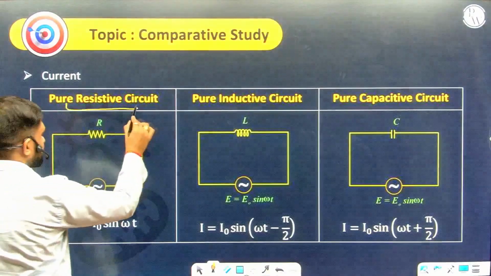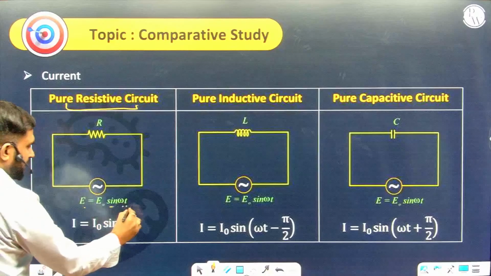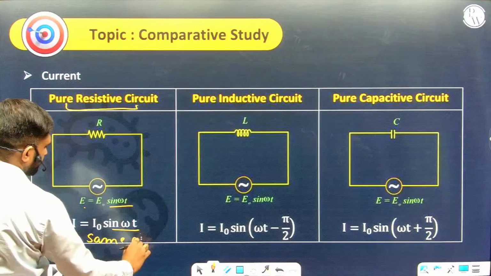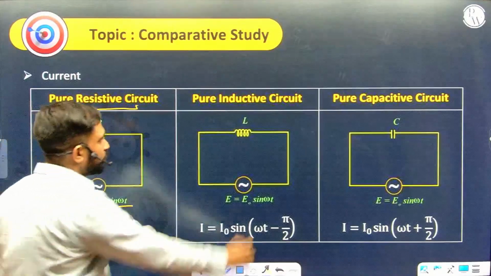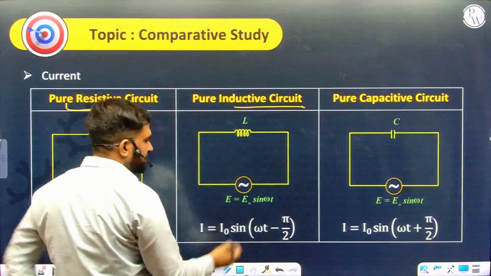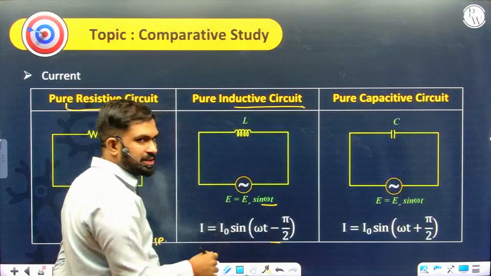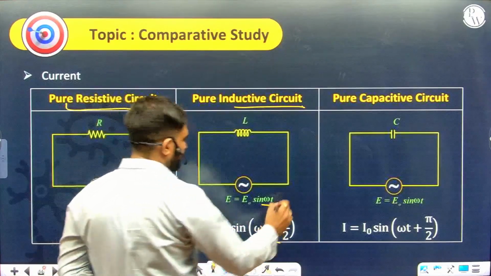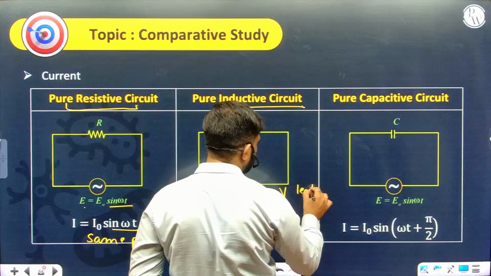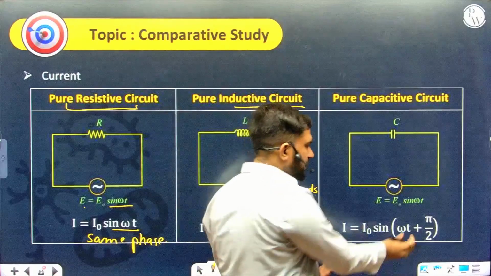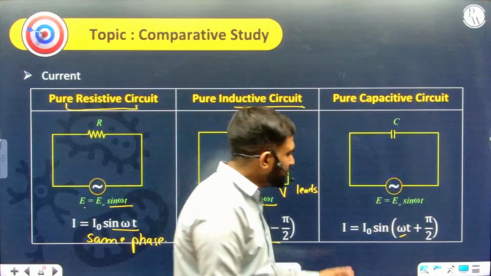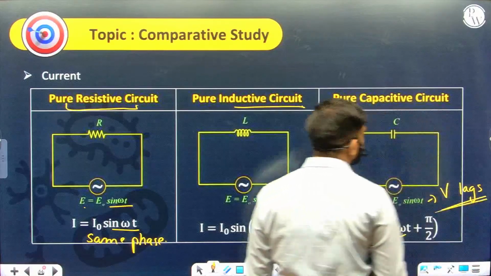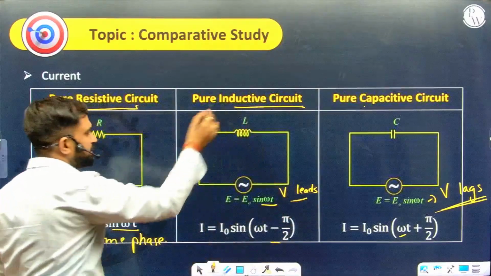If it is a purely resistive circuit, then the current and voltage are in the same phase. If it is purely inductive, then here you see that the voltage and current are not in the same phase, and which one is lagging? The current is lagging, so the voltage leads here. So we write the voltage leads the current, while in the capacitive AC circuit you see its current having plus pi by 2, so the current leads. So what do we say? Voltage lags. So voltage lags in the capacitive, voltage leads in the inductive.